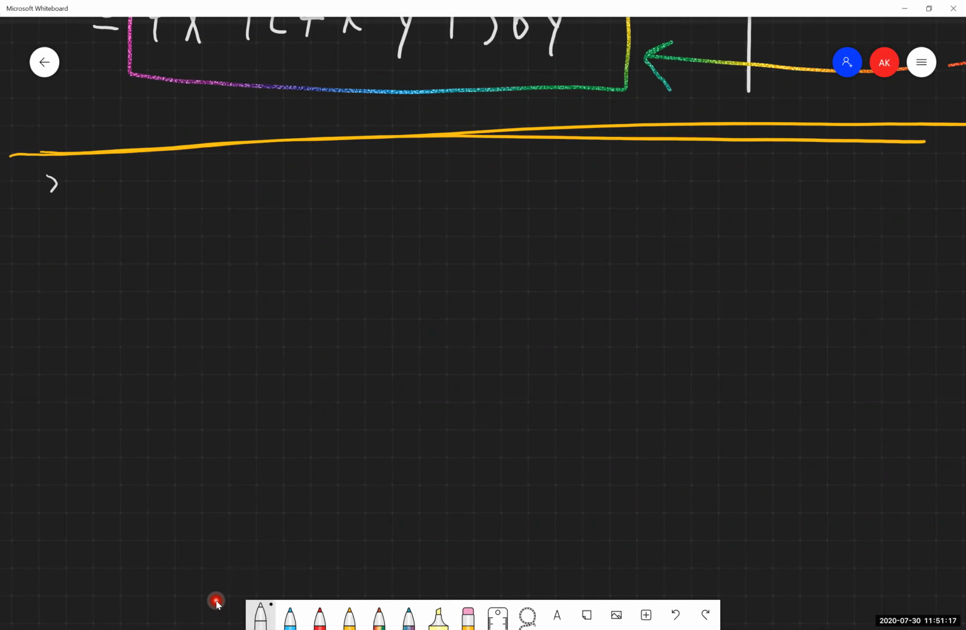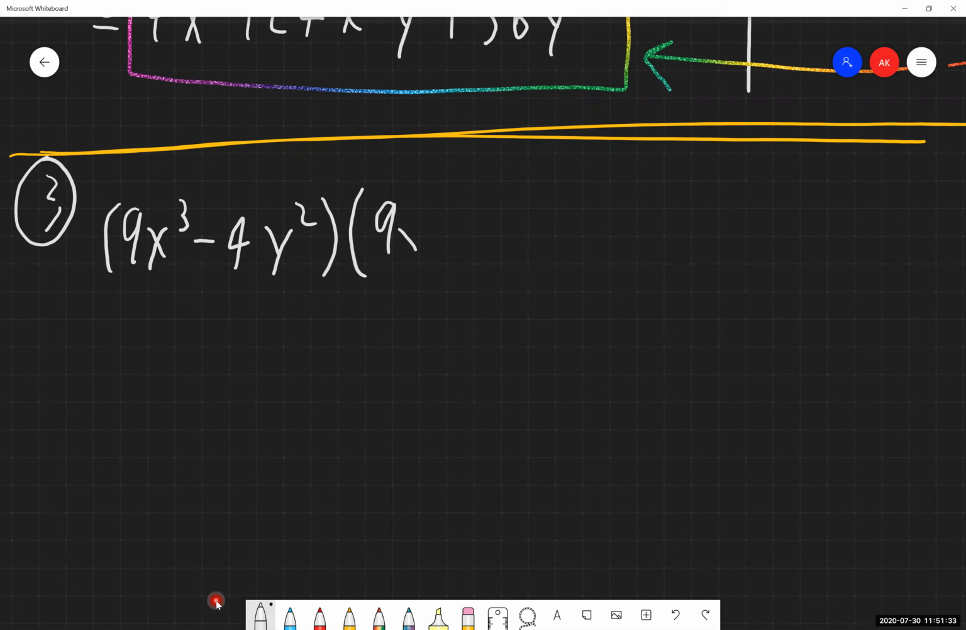So our third example from that section that we were working with, we have the quantity 9x cubed minus 4y squared times 9x cubed plus 4y squared. And again, this is a special instance. These two binomials are the exact same, except one is subtraction, one is addition. That's your giveaway. These two things are conjugates, and they're multiplying together.